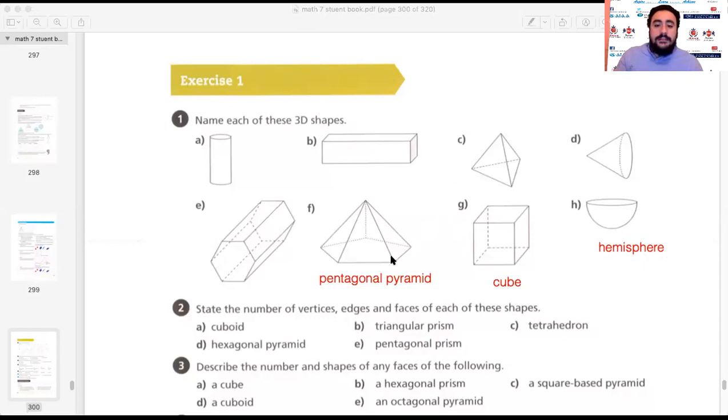According to the second question, state the number of vertices, edges, and faces of each of these shapes. So you are going to draw the shape, the cuboid, and then count how many faces, how many edges, how many vertices for each shape. Triangular prism, for example. How can I draw a triangular prism? Let me draw it here.